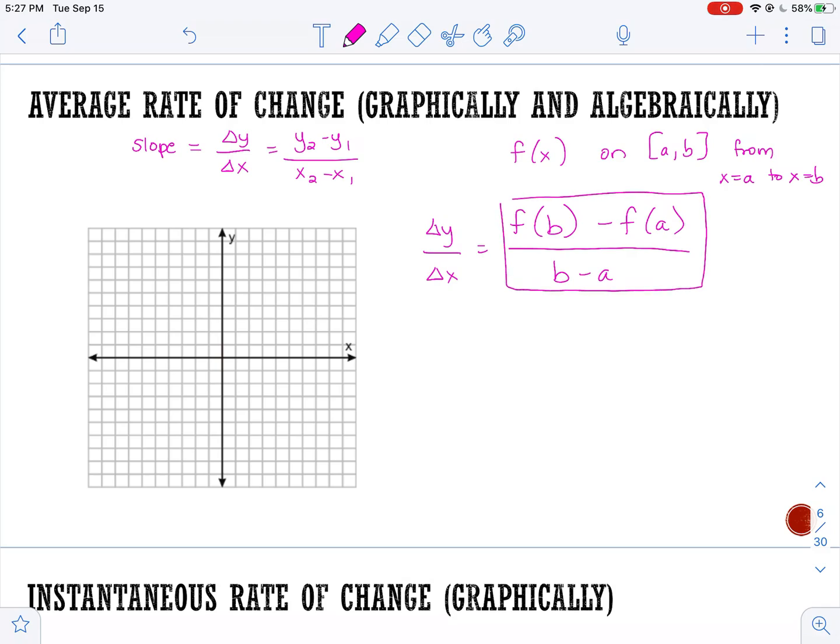This is going to be a very common formula in our class, and that's how we can find average rate of change. So this is the formula for average rate of change: f at b minus f at a over b minus a.